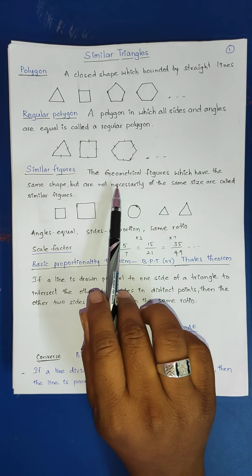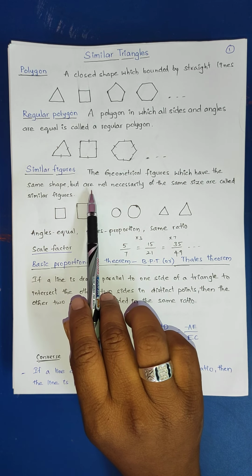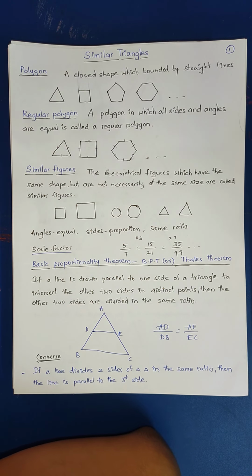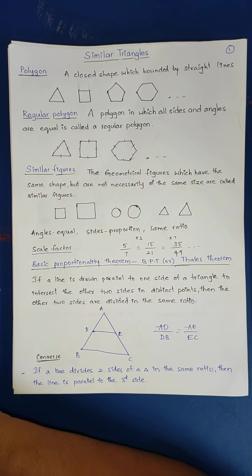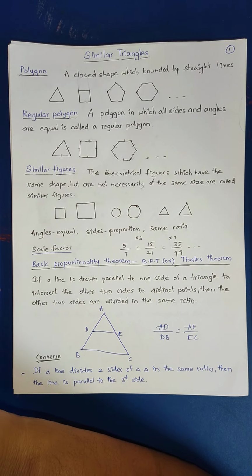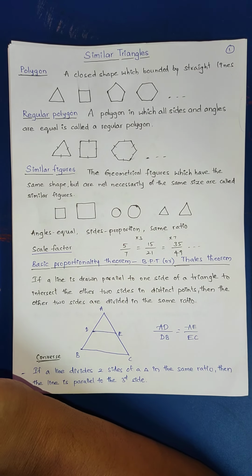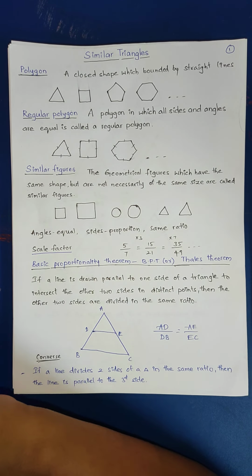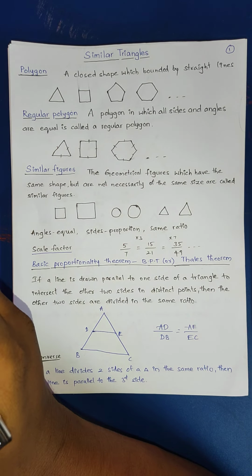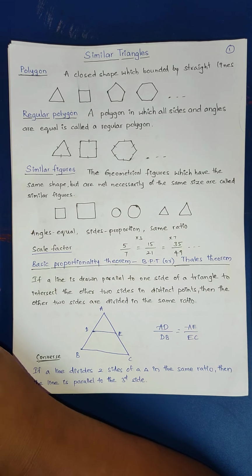Similar figures. Geometrical figures which have the same shape but are not necessarily of the same size are called similar figures. If figures have the same shape and the same size, they are called congruent figures. In similar figures only the shape is the same, while the size may be the same or different.